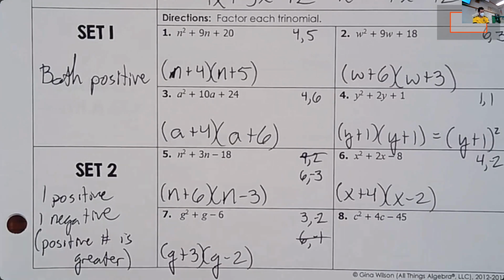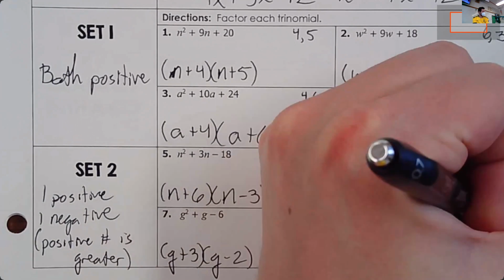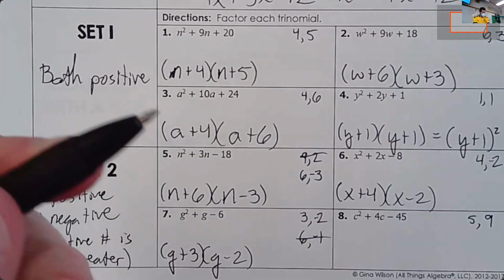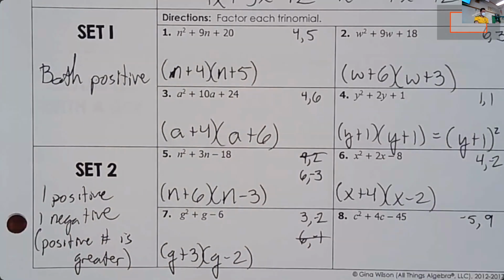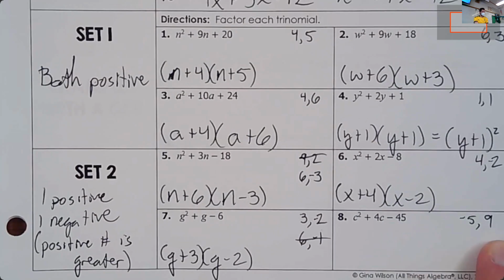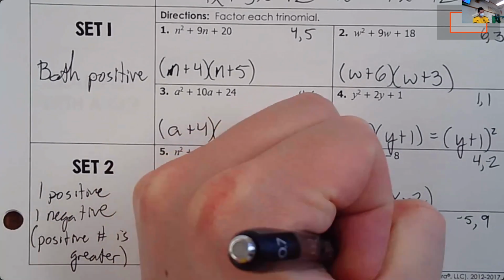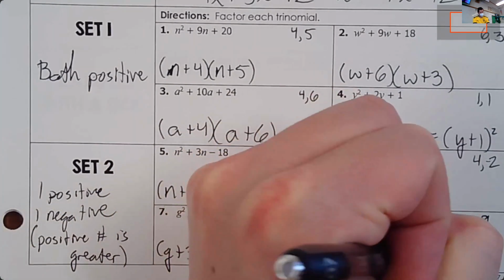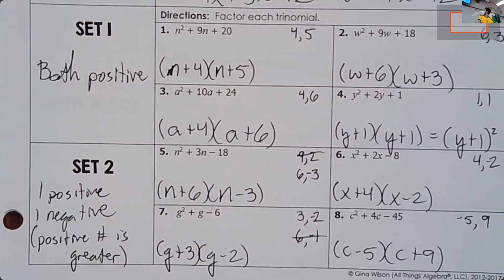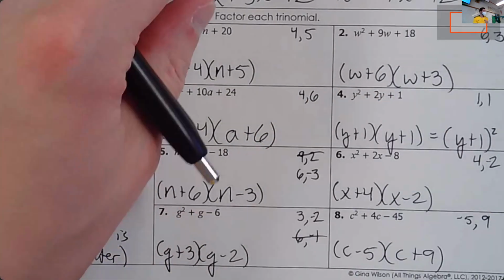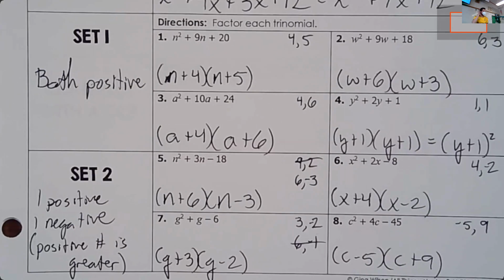5 and 9. All right, so 5 and 9. Which one's negative? Negative 5. Good. So negative 5, positive 9. Negative 5 times 9 is negative 45. Negative 5 plus 9 is 4. So c minus 5 times c plus 9. Awesome. Any questions so far?